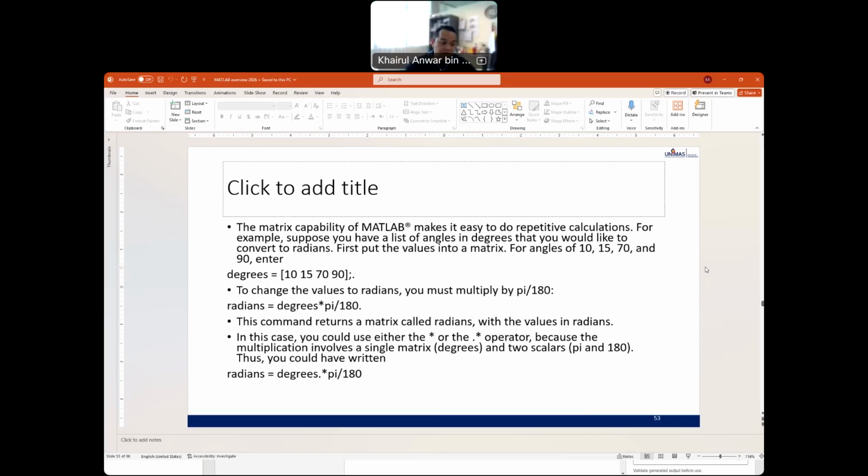This command returns a matrix called radian, with the values in radians. In this case, you could use either the multiplication or dot multiplication operator because the multiplication involves a single matrix and two scalars. You could write it like this, the same. But remember for division, you must use dot for division.